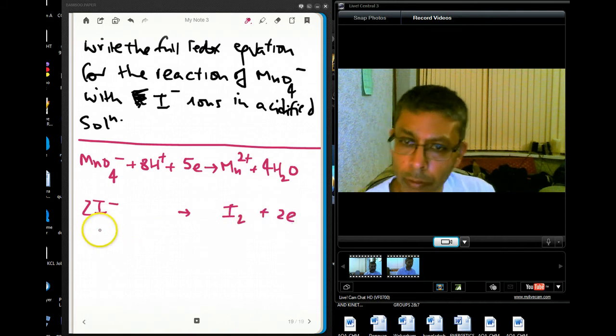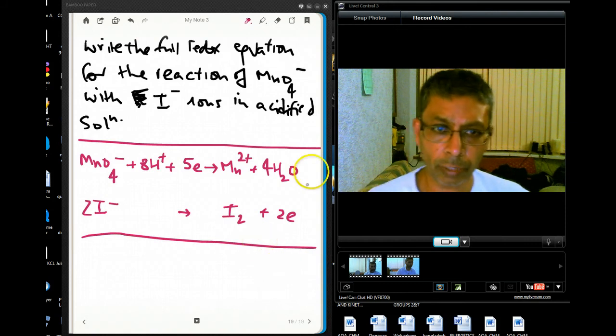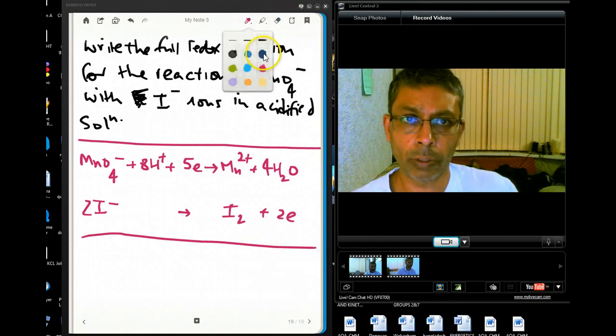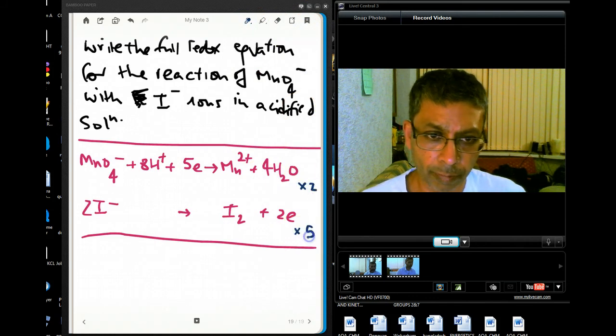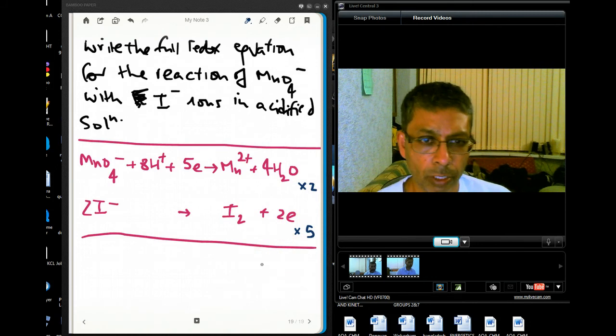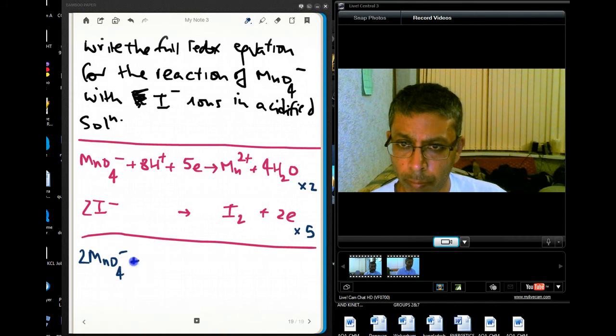Okay, now in order to add these two half equations, we need to make sure the electrons cancel, of course. So what you would do is you take this half equation and multiply it by 2, and that half equation and multiply it by 5. So then we end up with 10 electrons in each of the two half equations, and the electrons should cancel. Okay, so let's do this then. So we've got 2 MnO4 minus plus 2 times 8, 16 H plus.